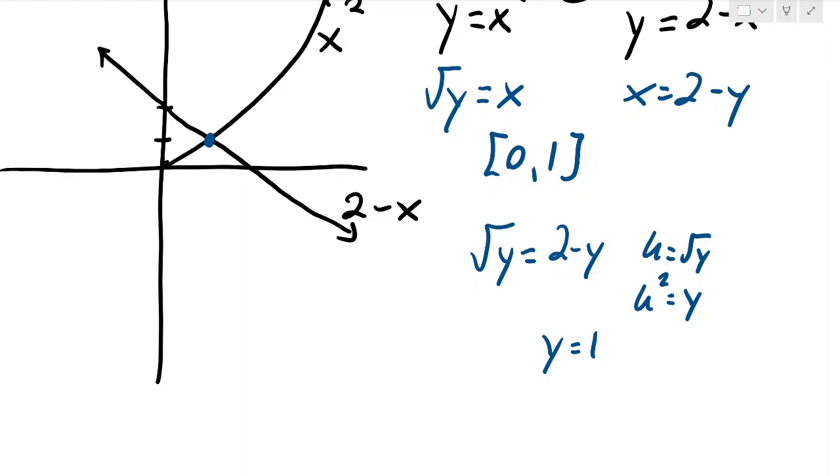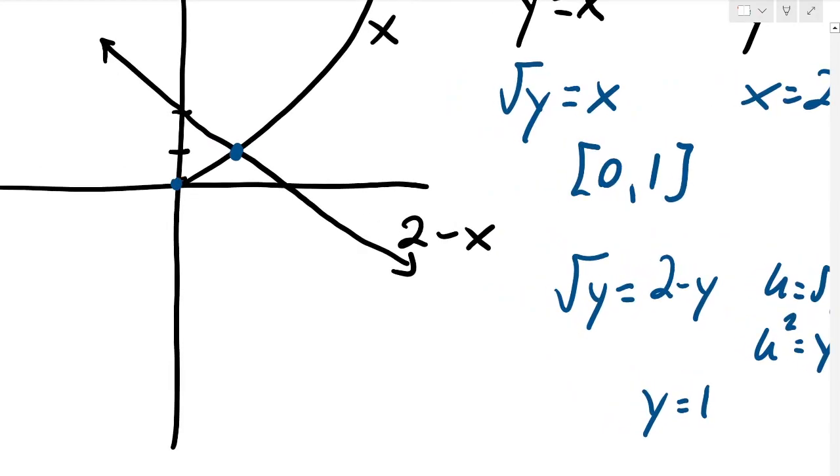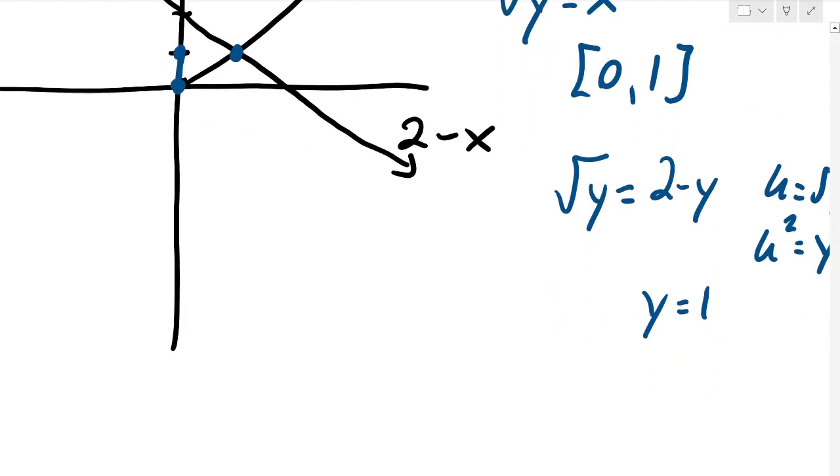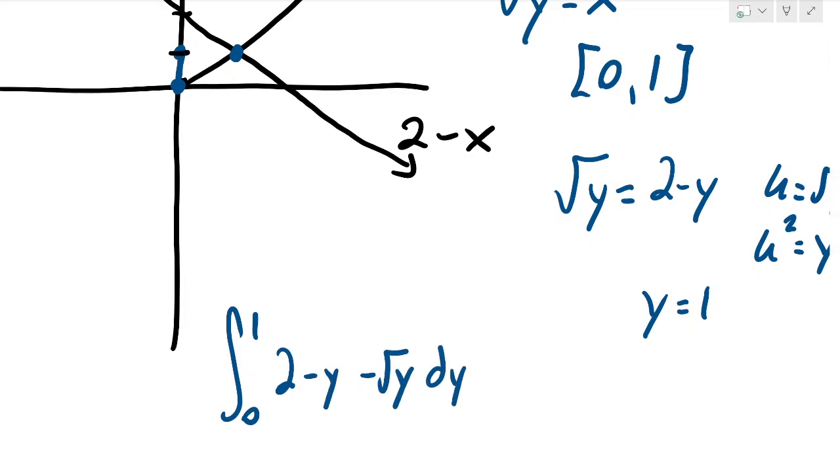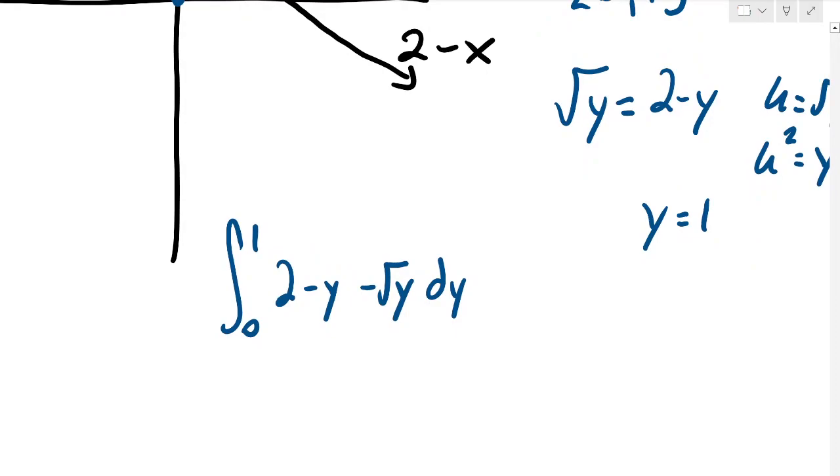from 0 to 1. Okay, so now the way we're integrating is going from here to here on the y-axis, right? And on that part, the 2 minus x is larger than the x squared. So we're going to do the integral from 0 to 1 of 2 minus x minus x squared. Or I'm sorry, we're doing this in terms of y, not x, right? So this is going to be 2 minus y minus the square root of y dy instead of dx.